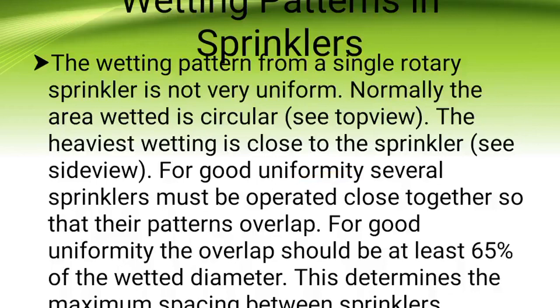Wetting patterns in sprinklers. The wetting pattern from a single rotary sprinkler is not very uniform. Normally, the area wetted is circular. The heaviest wetting is close to the sprinkler. For good uniformity, several sprinklers must be operated close together so that their patterns overlap. For good uniformity, the overlap should be at least 65% of the wetted diameter. This determines the maximum spacing between sprinklers.